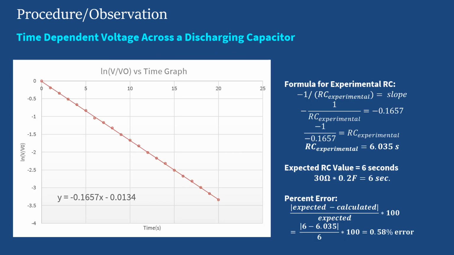Here's a plot of the ln(V/V0) versus time table from the previous slide. Here we use the slope of -0.1657 to calculate the experimental RC by rearranging the equation and solving for the RC experimental variable, which is 6.035 seconds. Compared to the theoretical RC value, which is 6 seconds, we found a percent error of almost 0.58%, which is very small.